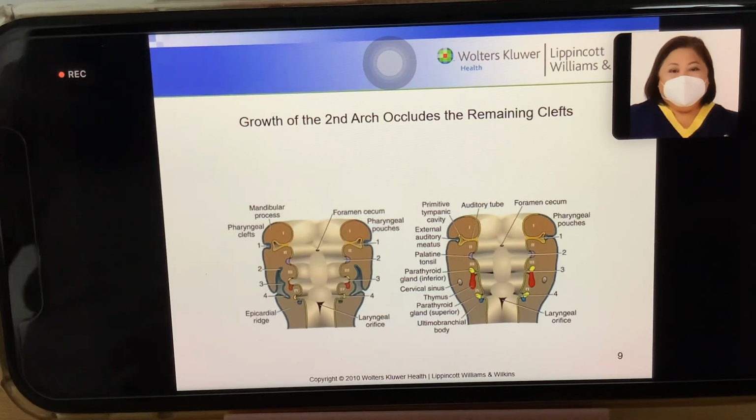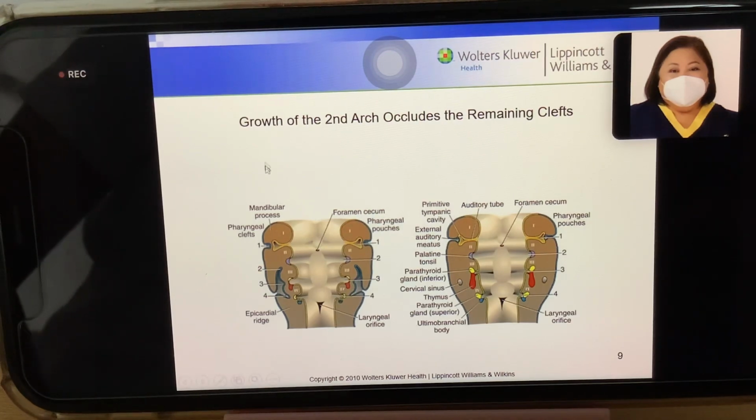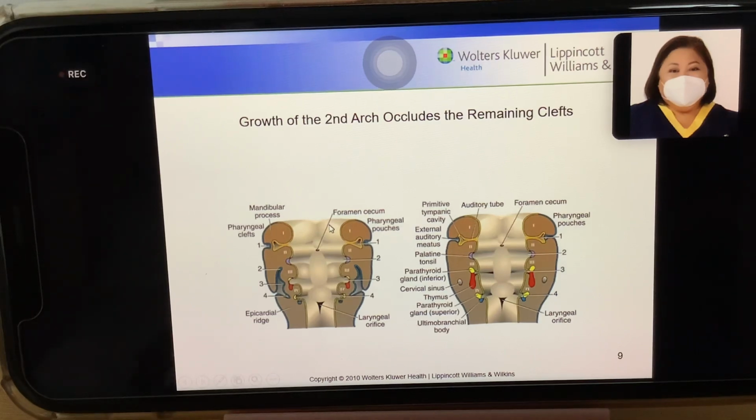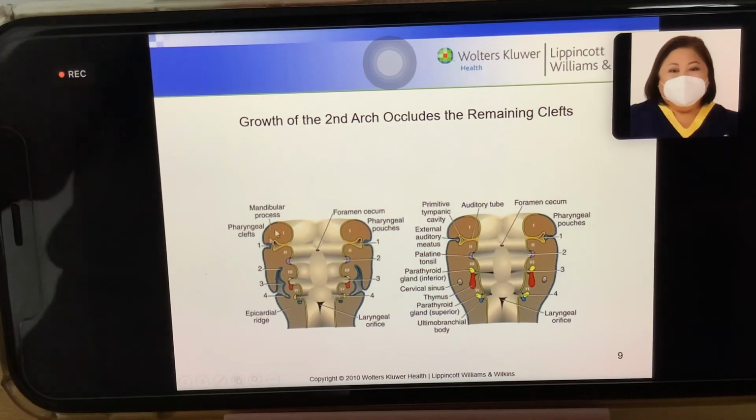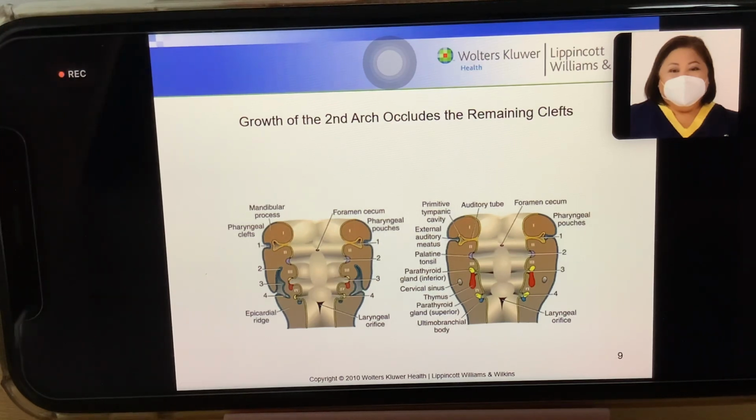Then we go to the growth of the second arch that includes the remaining clefts. Only the first cleft, no? The cleft is external, while the pouches are inside. So, only the first cleft makes a contribution, forming the external auditory meatus and the ectodermal covering of the eardrum. Okay? So, the first cleft will develop into the ear later on. It becomes the auditory meatus. The remaining clefts are obliterated.